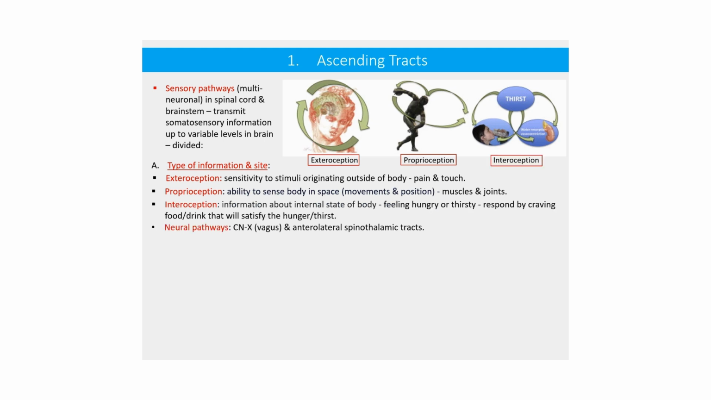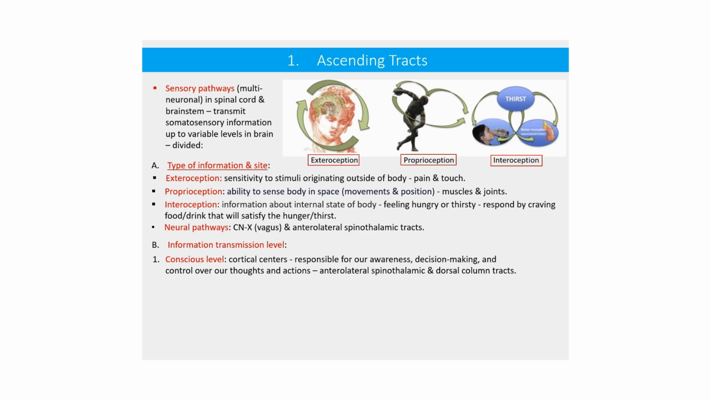Third variety is interoception. This is information about the internal state of the body, such as feeling of hunger and thirst. And the person responds by craving food or drink that will satisfy the hunger or thirst. Neural pathway for interoception is vagus nerve and the anterolateral spinothalamic tracts. Second type of information is dependent upon the information transmission level.